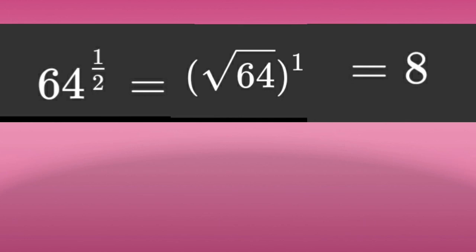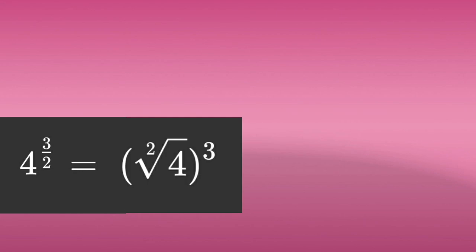One more example. 4 raised to 3 by 2. Numerator is 3 and denominator is 2. So the denominator becomes the root. So square root of 4, all raised to, the numerator becomes the power 3. So square root of 4 all raised to 3, which is equal to, square root of 4 is 2. 2 raised to 3, which is equal to 8.